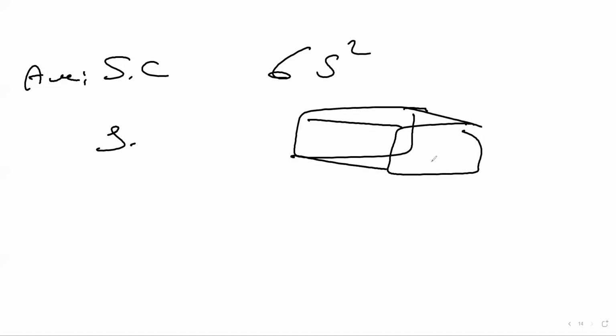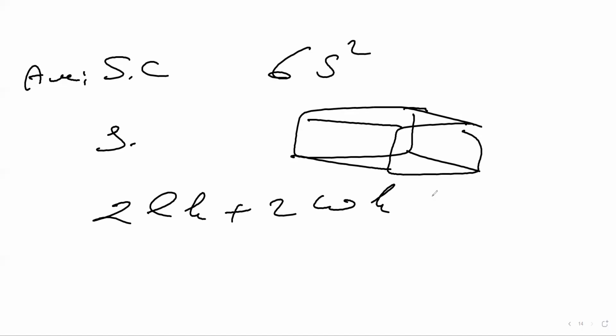يكون عندكم how many faces؟ تذكروهن: left to right, up to down, backward, forward. So that's why 2 L height plus 2 W height plus 2 LW. Is that clear for all you guys?